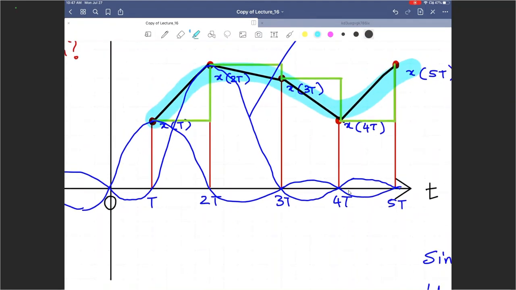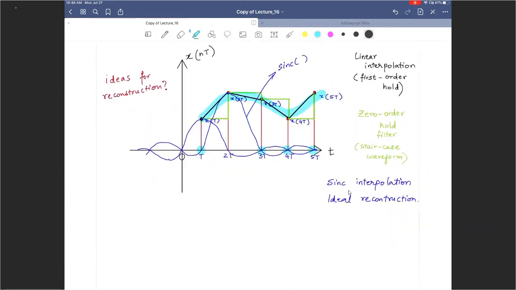What is the contribution of the right sinc to the left sample? Absolutely zero. And the same sinc contributes zero here, zero here, zero here. So there is no interference between those sincs. The zero crossings of the sinc are in such a way that there is no interference from one sample to the next while you do the reconstruction. In other words, all the sinc functions are orthogonal to each other.